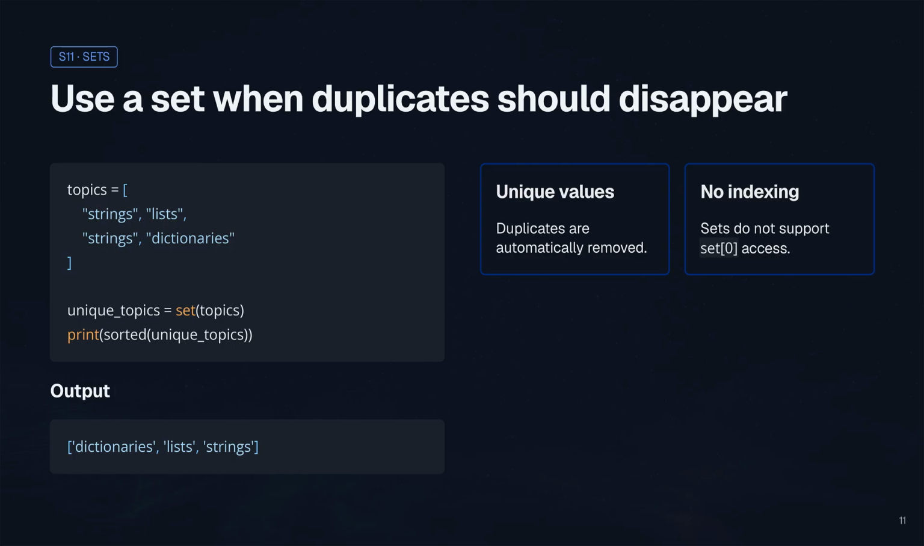We can sort it here only to display the values in a predictable order. Use a list when order matters. Use a set when uniqueness matters. There is one final container designed for data whose order matters, but whose values should stay fixed.